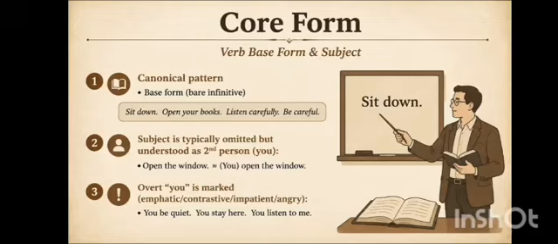Now, here you can see the most basic structure of imperative sentences. The standard or canonical form uses the base form of the verb. No to is used before the verb. Okay, we don't say to swim, to sit down, to open your book. Okay, we say sit down, open your book, listen carefully, be careful.